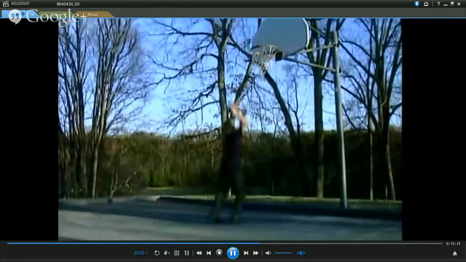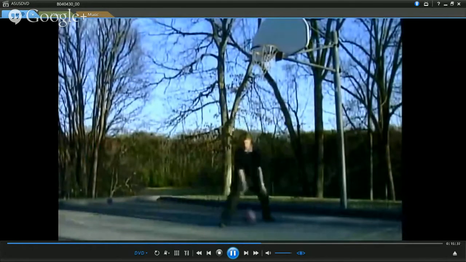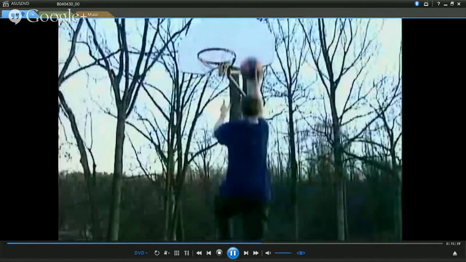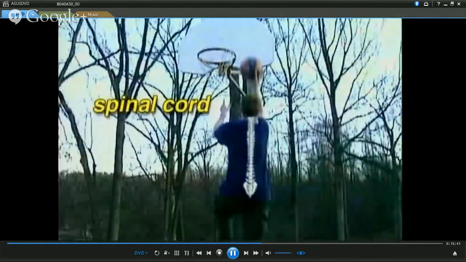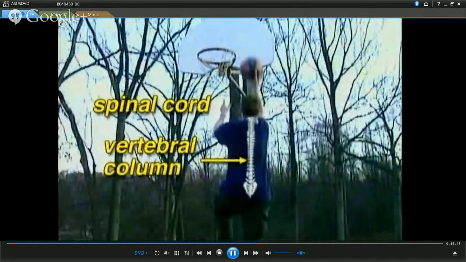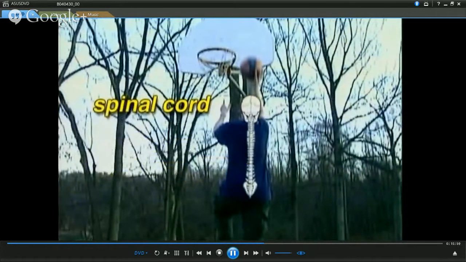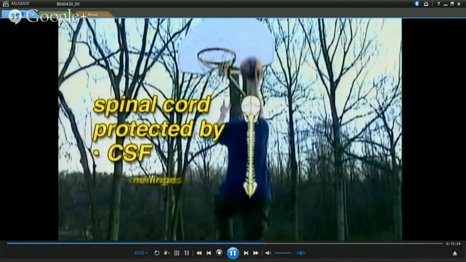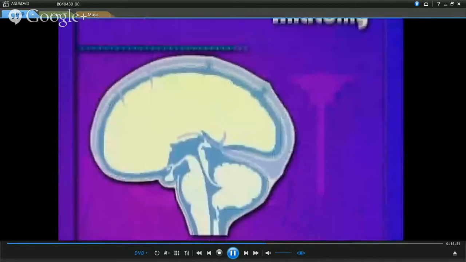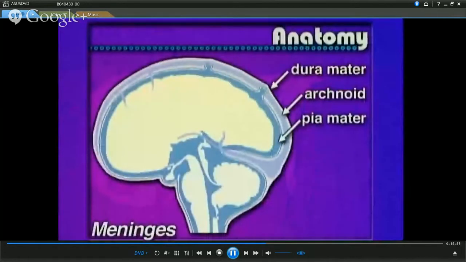Now, is your spinal cord just flapping around in your back when you're moving and grooving on the basketball court? No. Your spinal cord has a bony covering called the vertebral column. It's kind of like your brain with its bony covering, the skull. And, just like your brain, your spinal cord is protected by cerebrospinal fluid and the meninges. You'll remember the meninges from your skull.